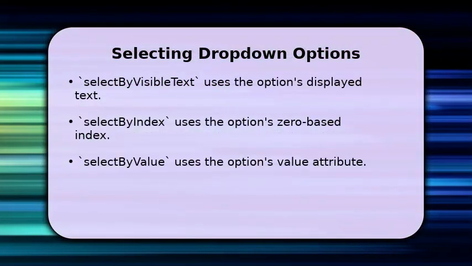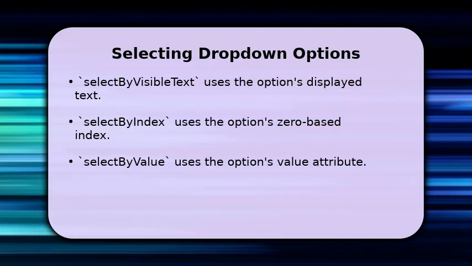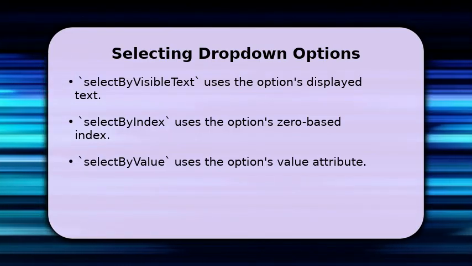Now, let's select an option. You can use selectByVisibleText to choose an option based on what the user sees. Alternatively, selectByIndex selects an option using its zero-based position in the list. Finally, selectByValue selects an option based on its HTML value attribute. Pick the method that best fits your testing scenario for reliable and robust automation.